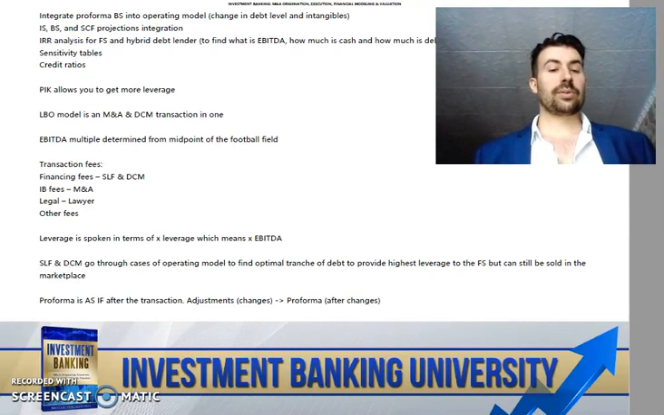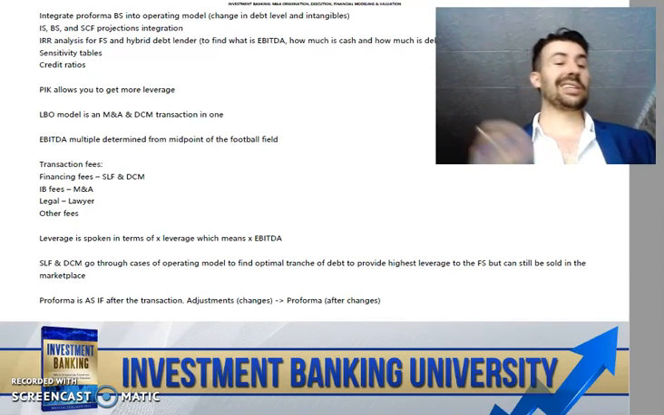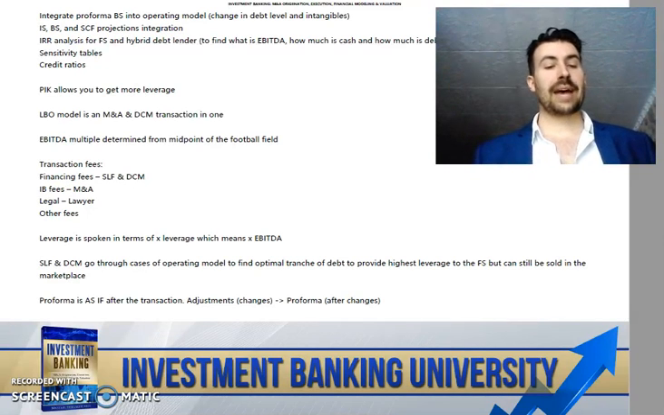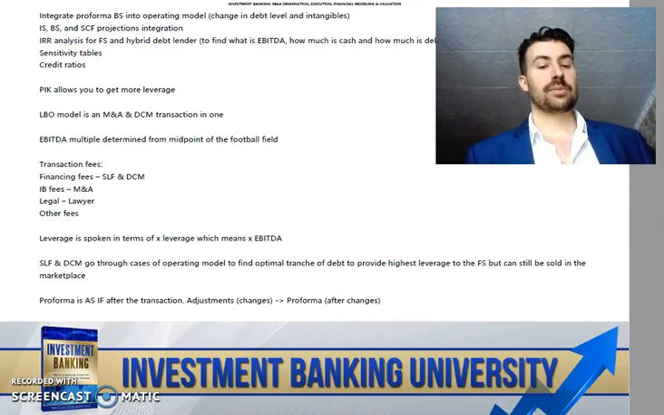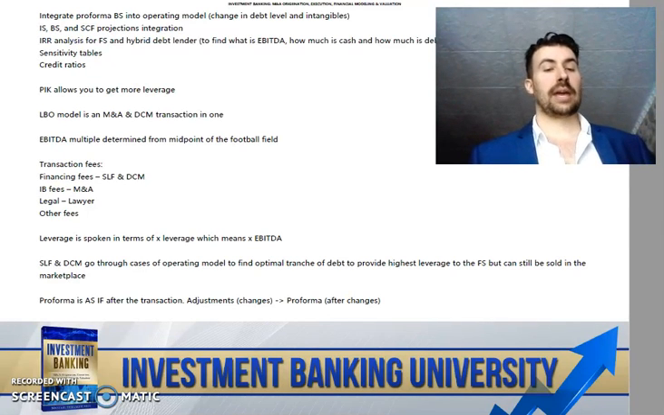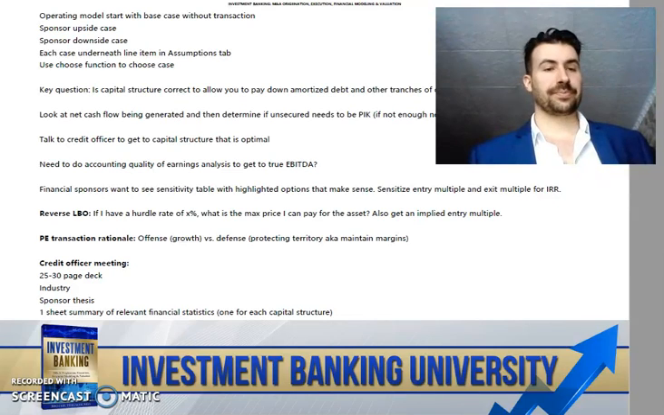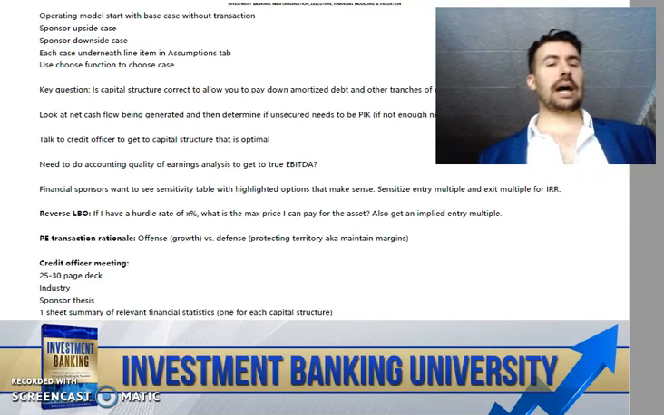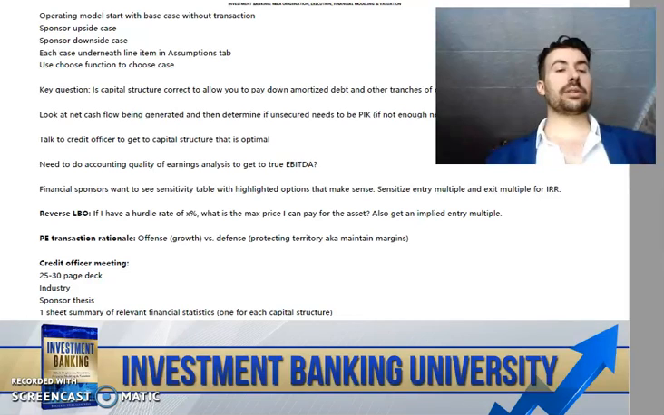SLF and DCM go through cases of an operating model to find the optimal tranche of debt to provide the highest leverage to the financial sponsor, but can still be sold in the marketplace, meaning selling the paper. Pro forma means as is after the transactions in terms of adjustments or changes. So in terms of the operating model, we're going to start with the base case without the transaction.